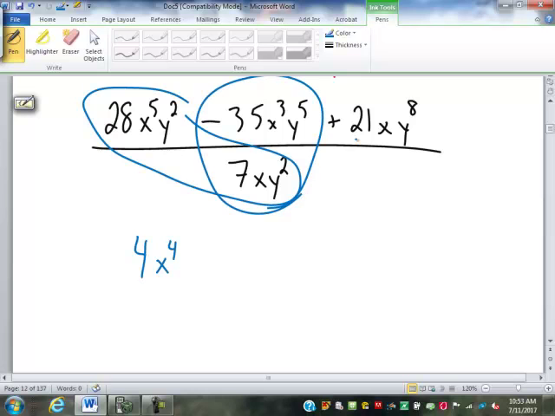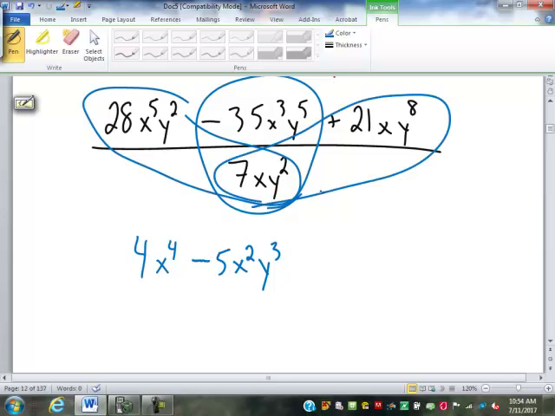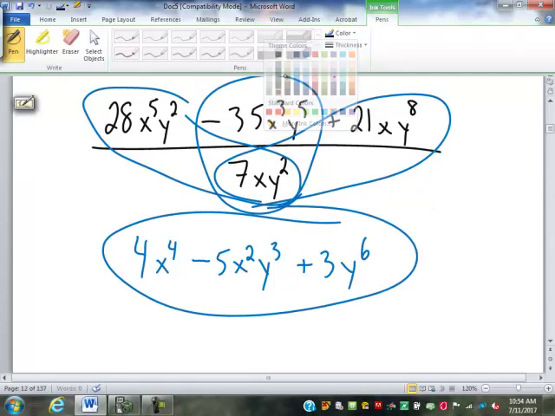Negative 35 divided by 7. Negative 5x squared, y to the 3rd. Very good. 21 divided by 7. Positive 3, x cancels out, divides out, and y to the 6th. There we go. That's not so bad.